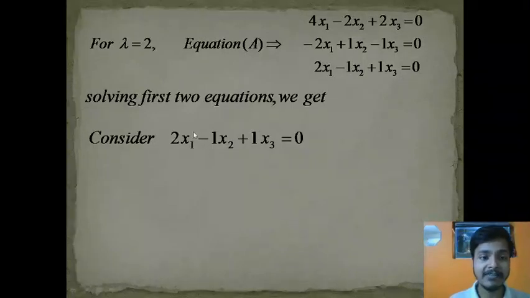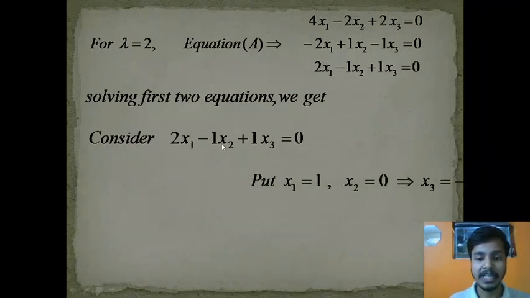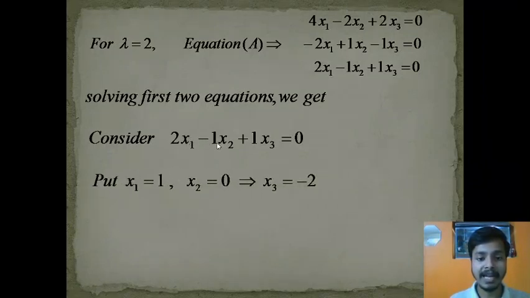Now to get the eigenvector for the repeated eigenvalue lambda equal to 2, I will take x1 as 1, x2 as 0, and substitute these values in this equation. Okay, so put x1 equal to 1 and x2 equal to 0. What will I get? 2 into 1 minus 0 plus x3. Taking this 2 to the right, we get minus 2. So for the eigenvalue lambda equal to 2, I get the eigenvector as 1, 0, minus 2.